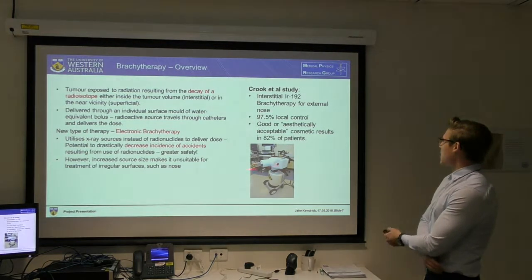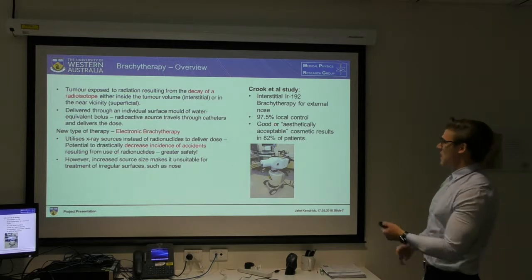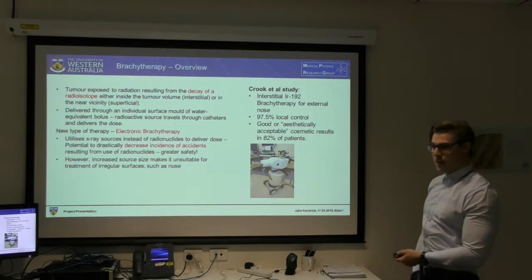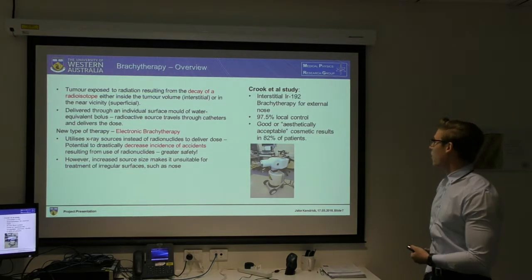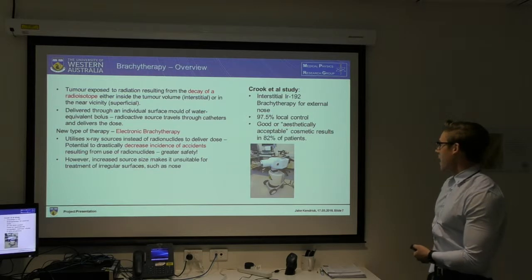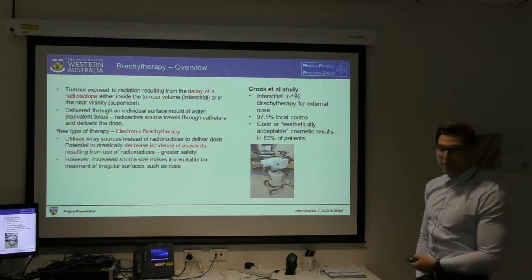And when you're thinking of brachytherapy, you're looking at about 97% local control outcomes. At least that's what Crook and his colleagues found when they analysed interstitial iridium-192 in the treatment of external nose skin cancer, and good or aesthetically acceptable cosmetic outcomes in 82% of patients as well.